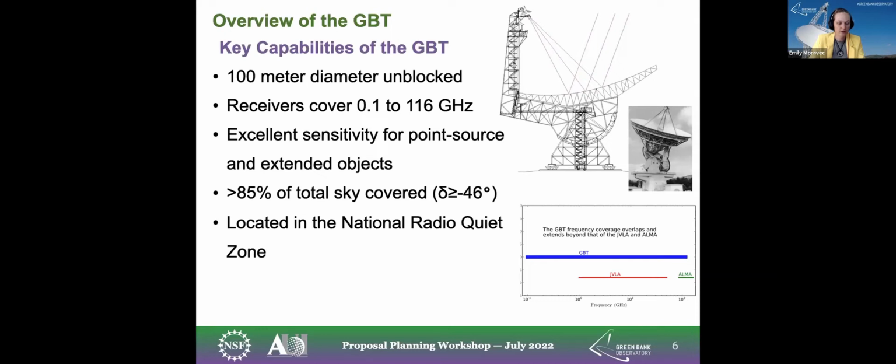It covers about 85% of the total sky, and so you can observe most of the total sky. And that's useful because it's a movable structure. And as I mentioned before, another great thing about the GBT is it's located in the National Radio Quiet Zone. So there is less RFI than you might find in VLA or ALMA data.